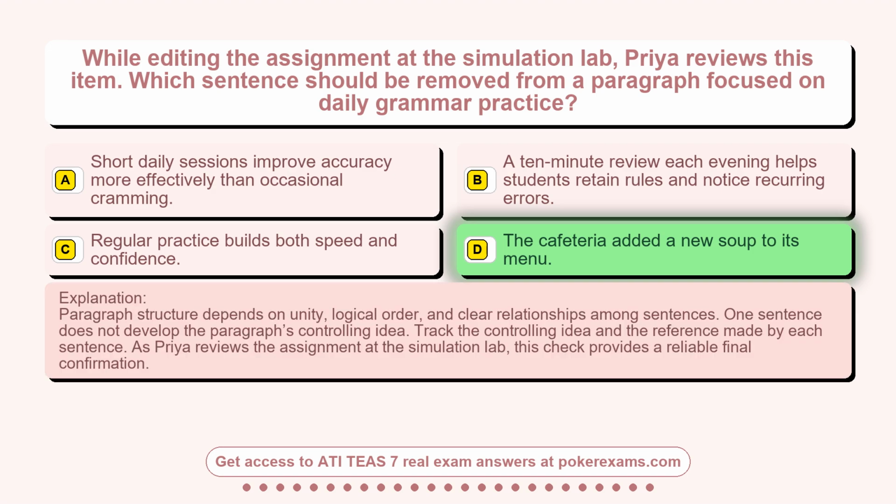Paragraph structure depends on unity, logical order, and clear relationships among sentences. One sentence does not develop the paragraph's controlling idea. Track the controlling idea and the reference made by each sentence. As Priya reviews the assignment at the simulation lab, this check provides a reliable final confirmation.